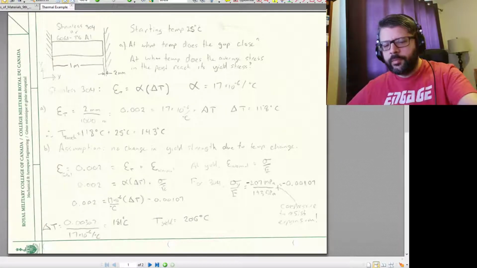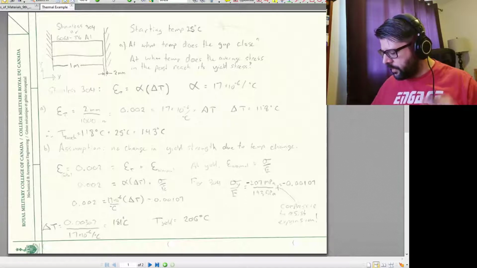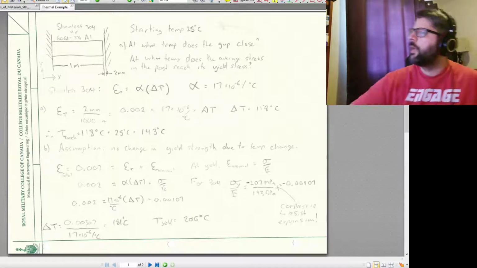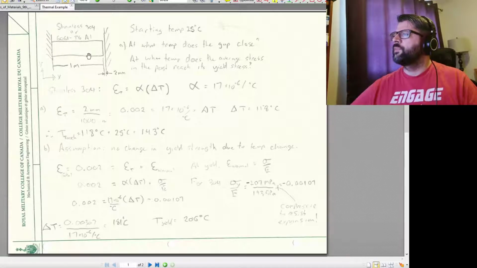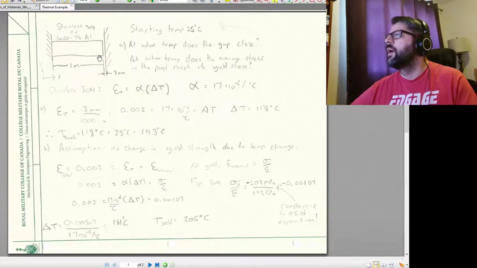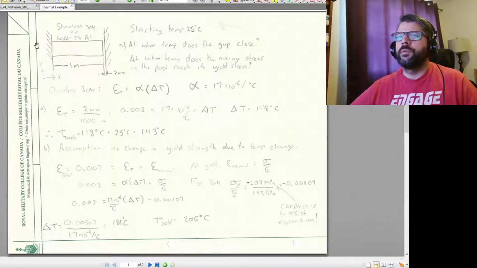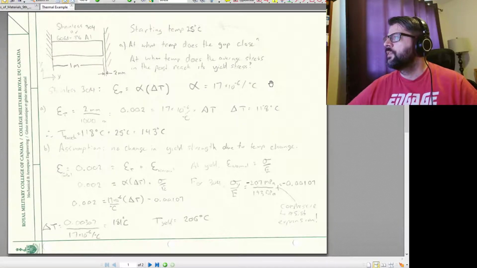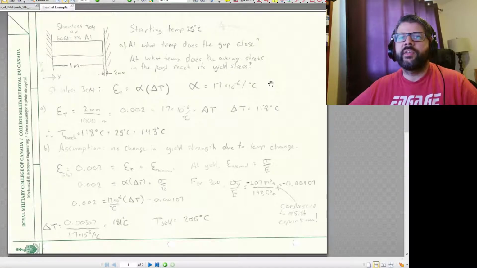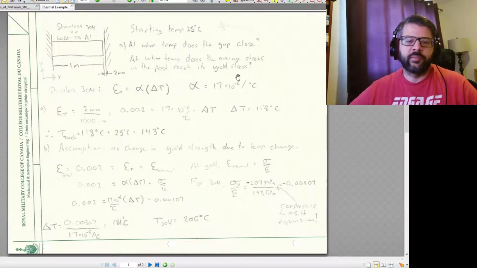So, an example for our thermal expansion, thermal stress problem. What we're going to do here is we have this post or bar or what have you. It is mounted to one rigid wall. It is 1 meter long, and at the start there is a 2 millimeter gap between the end of the bar and this wall. We are starting at 25 degrees Celsius, and I'm asking at what temperature does the gap close, and at what temperature does the average stress in the post reach its yield stress.